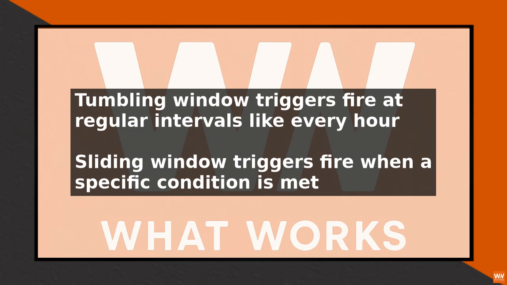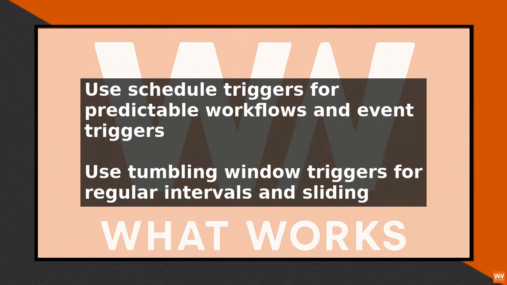Another key concept to understand is the difference between tumbling window triggers and sliding window triggers. Tumbling window triggers fire at regular intervals, such as every hour, while sliding window triggers fire when a specific condition is met, like when a certain amount of data is available.